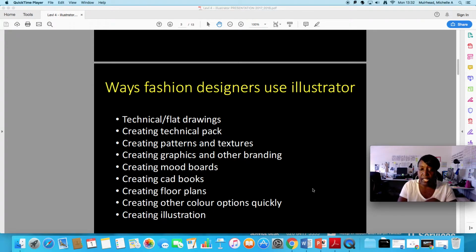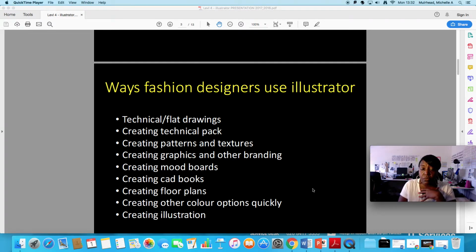As I've mentioned already, colouring up things really quickly. And also some people use it to create their actual illustrations or to enhance them. So your lineup, for instance, you may use watercolours, but you might actually want to scan that into Illustrator and put some other effects on it like you would do in Photoshop, or you can incorporate or insert fabrics, etc., etc.